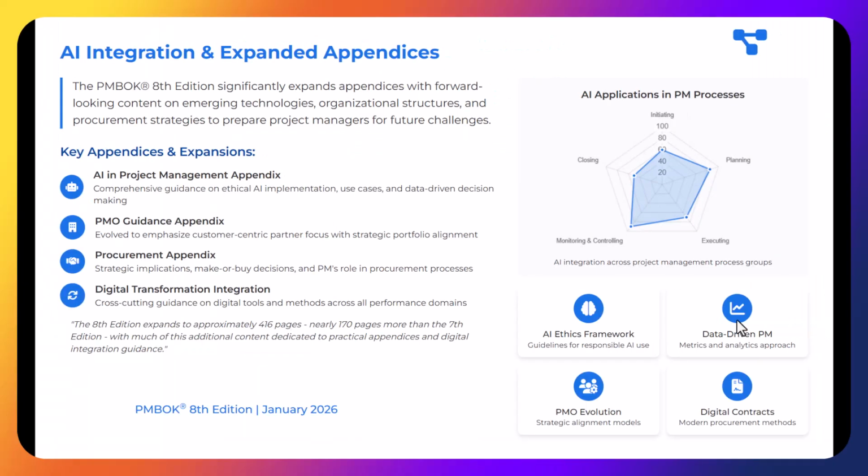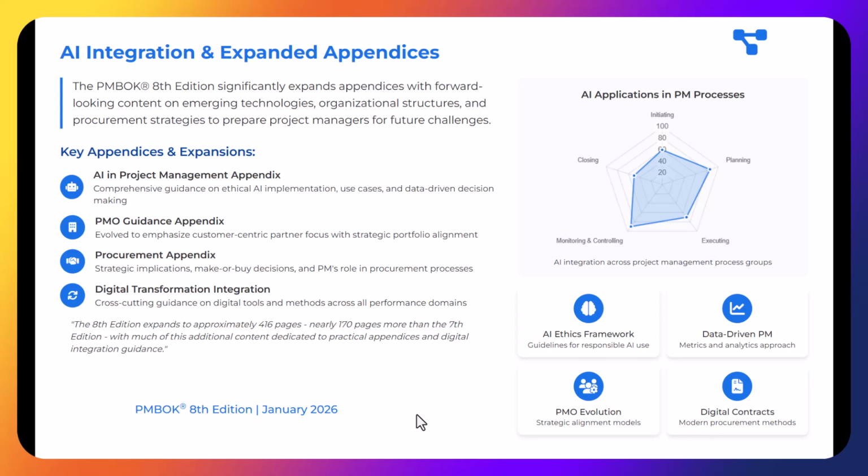Earlier I mentioned integration with AI and expanded appendices. I'm looking forward to what that's going to look like, because you have the AI and project management along with the PMO, or the Project Management Office guidance. The procurement appendix is going to be key all throughout the project, including planning and execution and monitoring control. And lastly, the closing of procurements at the end of the project. The digital transformation integration. Obviously, I'm in IT, so I always want to see something around what we're doing inside of technology.